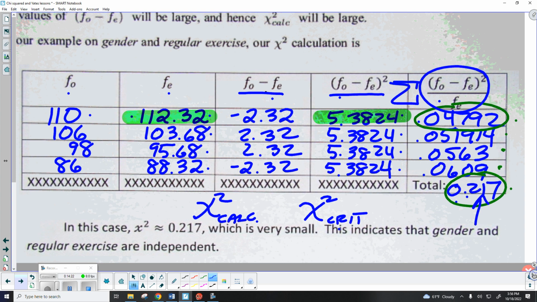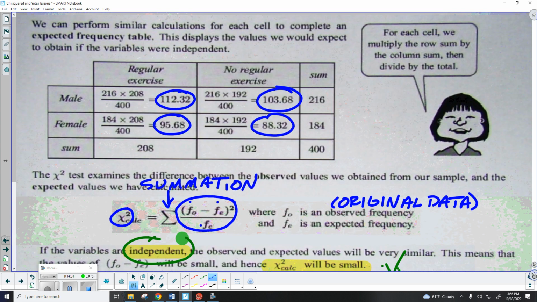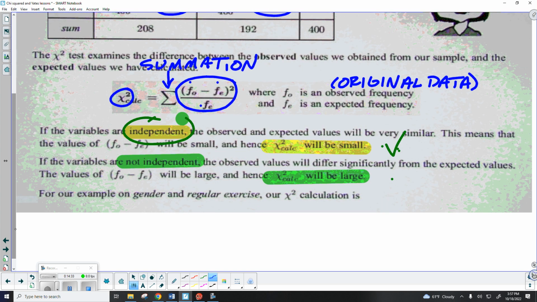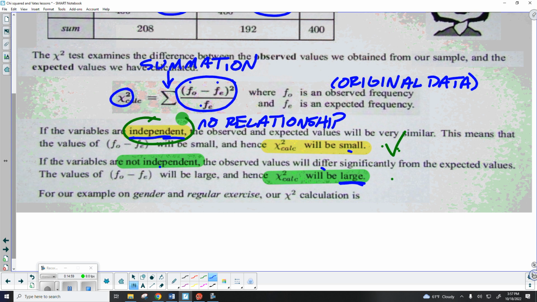Now, there is something specific we're going to do to make sure our analysis is accurate, but in the beginning, this is how we're going to tell whether to accept or reject the null hypothesis, okay? If your chi-squared calculation is really small, well, then we're going to say they're independent. That means there's no relationship. Okay. Conversely, if we get a larger chi-squared calculated value, if it's larger, that means they are not independent. That means there's some kind of relationship.